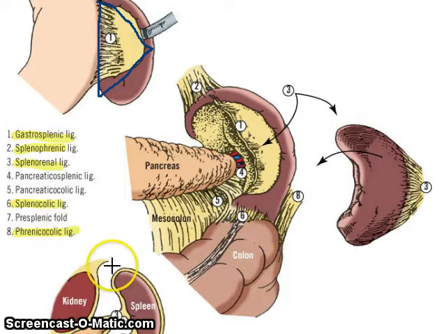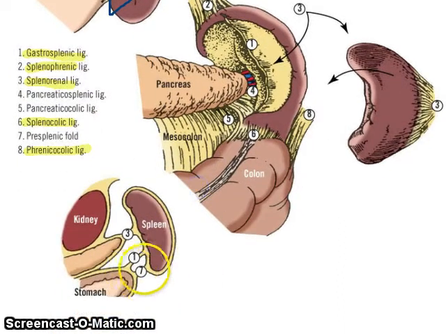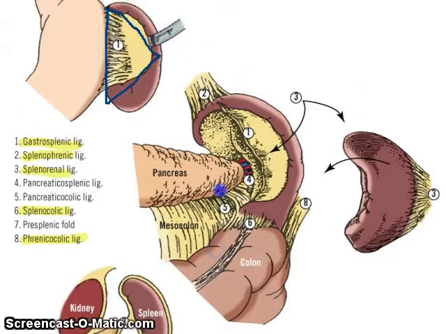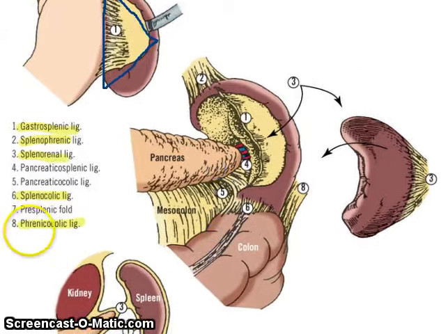The perisplenic ligament actually is not obvious in this diagram. It's here behind the gastrosplenic ligament. Number 1 is the gastrosplenic and number 7 is the perisplenic fold. And at last, the phrenicocolic ligament. Actually, the phrenicocolic ligament is not attached to the spleen at all. It's between the splenic flexure and the diaphragm.